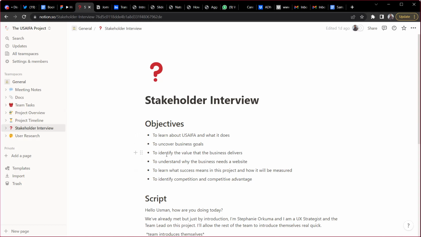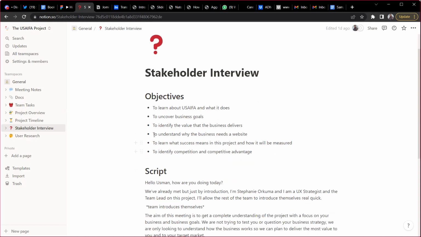The next thing is to identify the value that the business delivers. So, okay, you have these goals, you're doing this, you're doing that, but what value are you giving out? This value can be the value you're giving to customers, to clients, to investors, to partners. So what is this value that you're giving out of your business? I would like to uncover that.